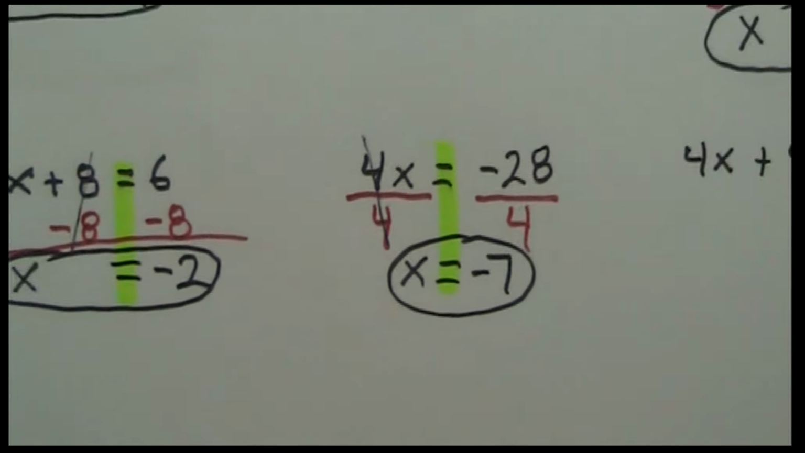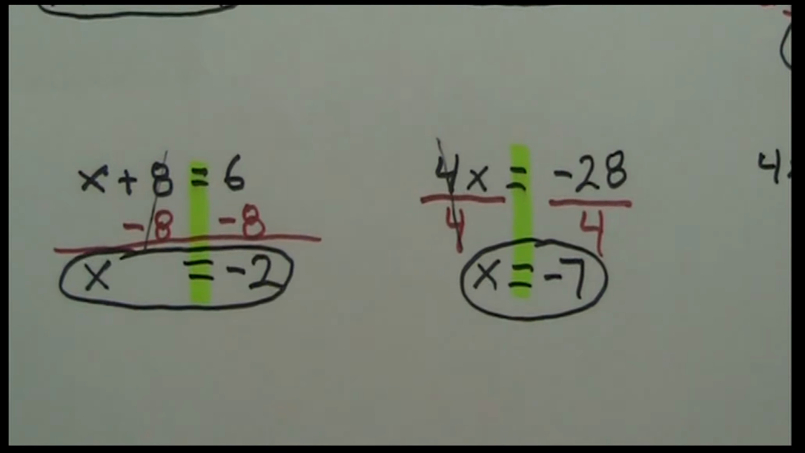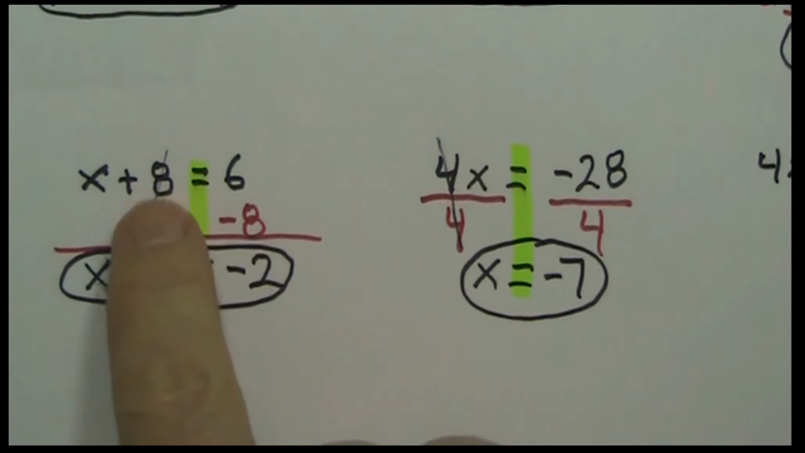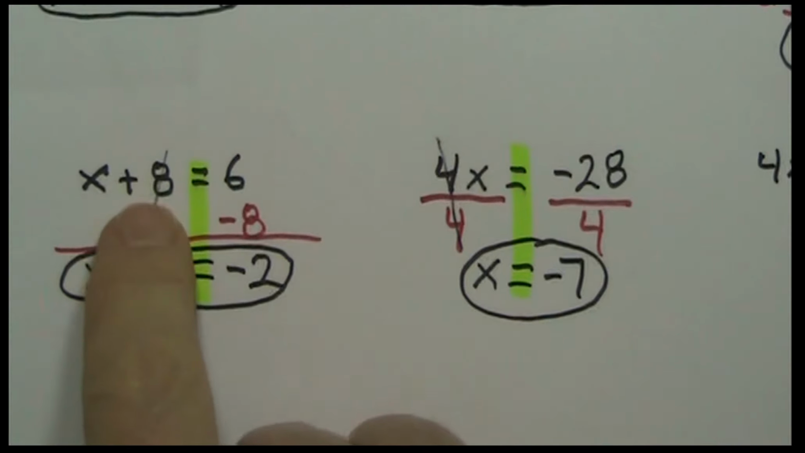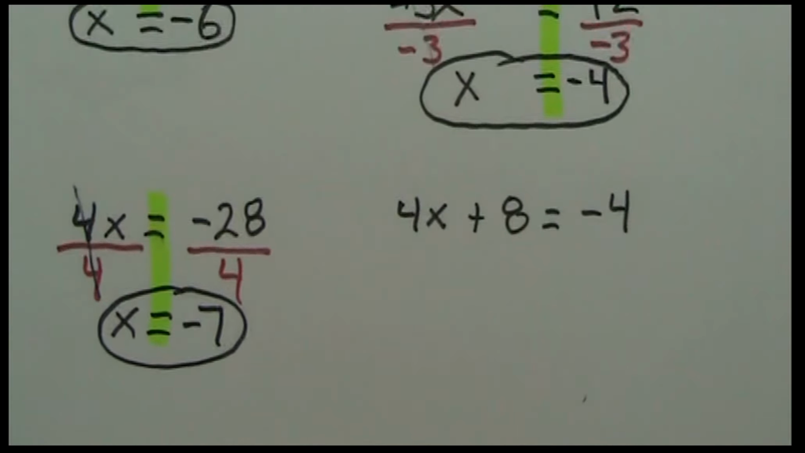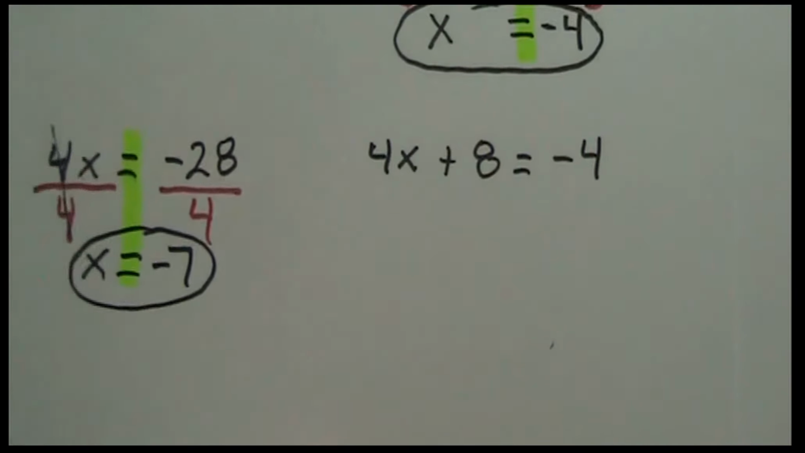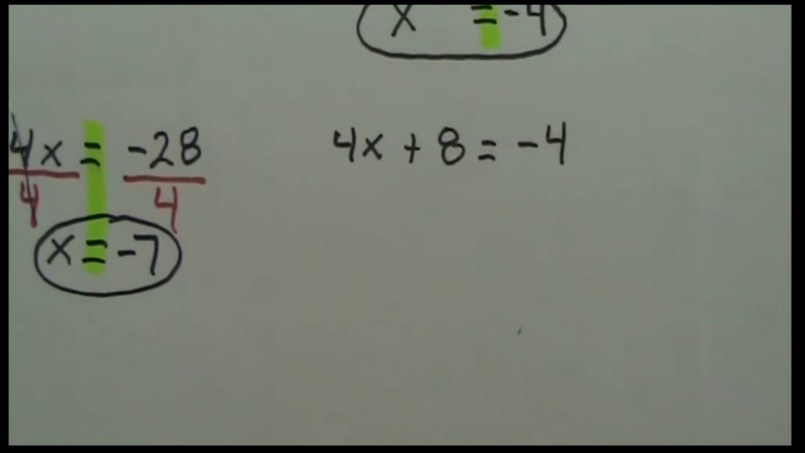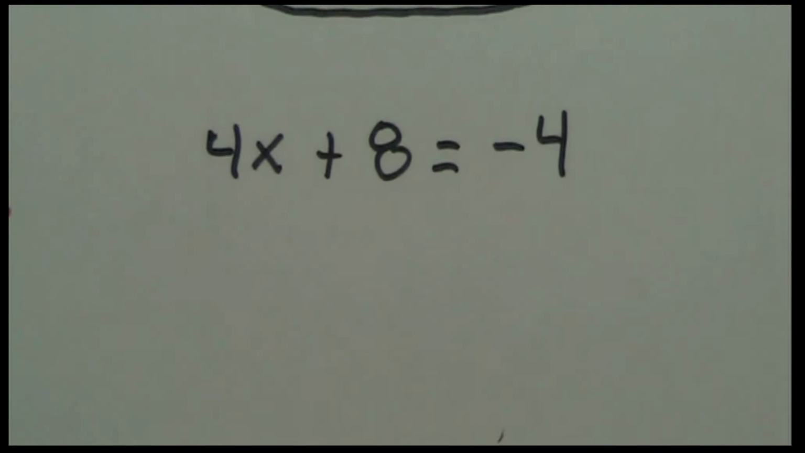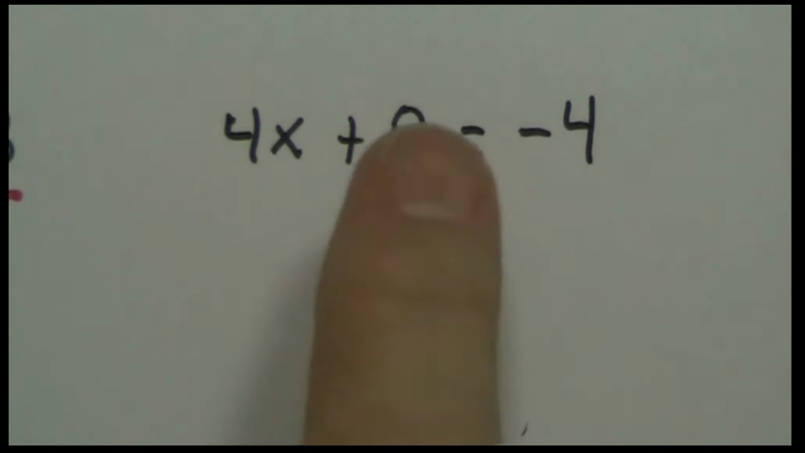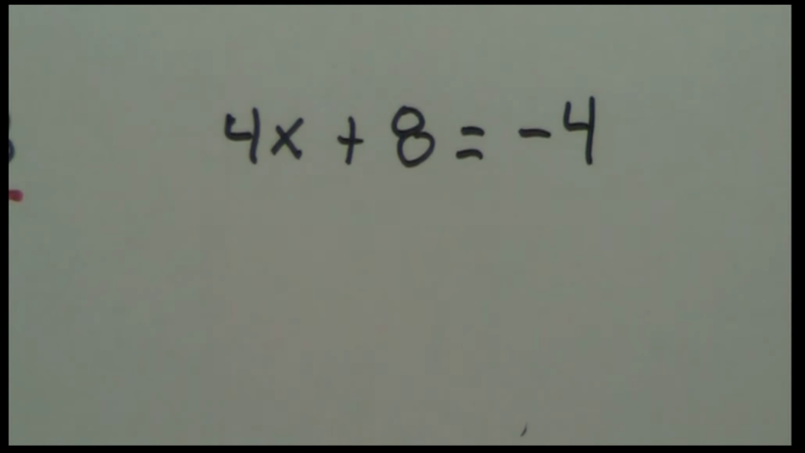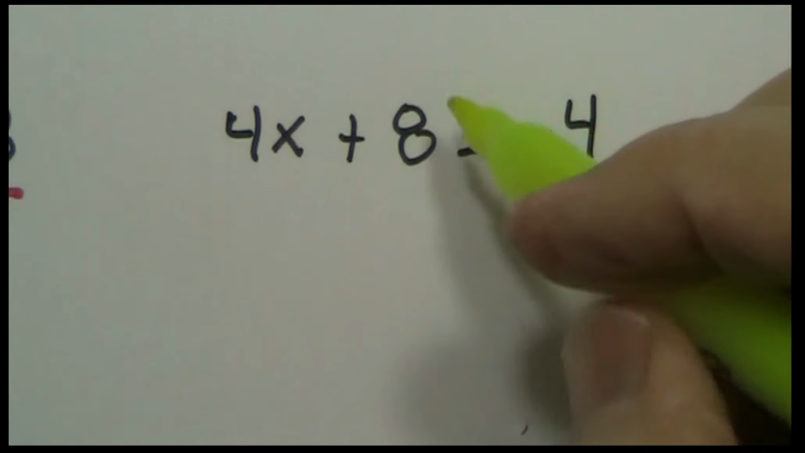Okay, now let's combine those 2 problems together. We're just going to make our own problem. So you have a 4x, and then you have like a +8, right? So now if I put that together, this is what a 2-step problem looks like. So what do I get rid of first? Do I get rid of the constant or the coefficient? You get rid of the constant, right?